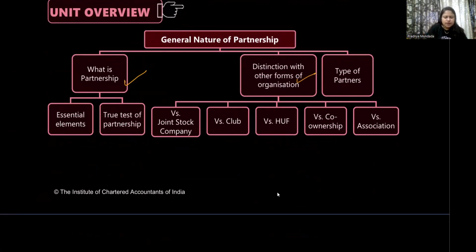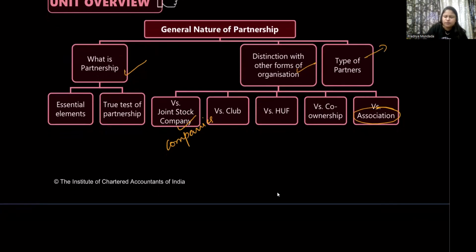So you will see here, joint stock company is nothing but the company under the Companies Act. Correct? Then how is partnership different from a club? How is partnership different from HUF, Hindu Undivided Family? How is partnership different from co-ownership? And how is partnership different from an association? Association means any group of people. How is it different?